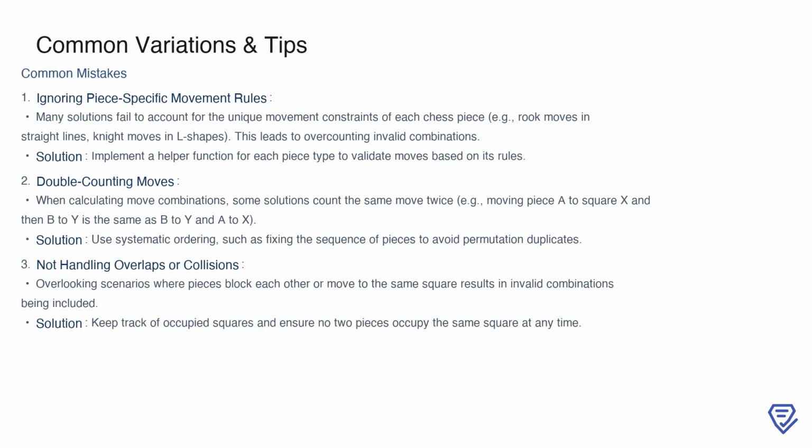A common challenge in solving this problem is ignoring the unique movement rules for each chess piece. For example, rooks can only move in straight lines, while knights have their distinctive L-shaped movement pattern. Failing to account for these rules can lead to counting invalid combinations. To address this, it's helpful to implement a dedicated helper function for each piece type that validates moves based on its specific constraints. Another issue arises with double counting moves.